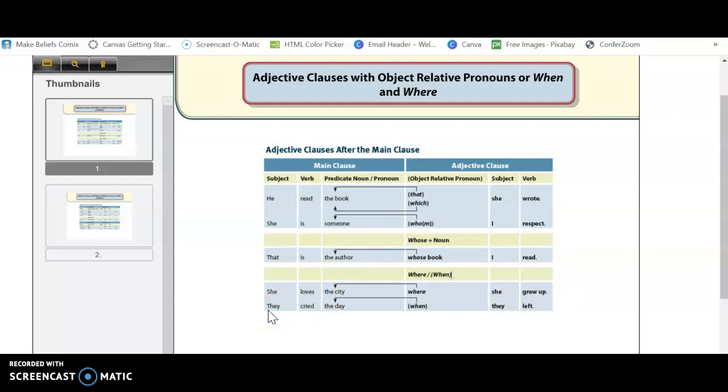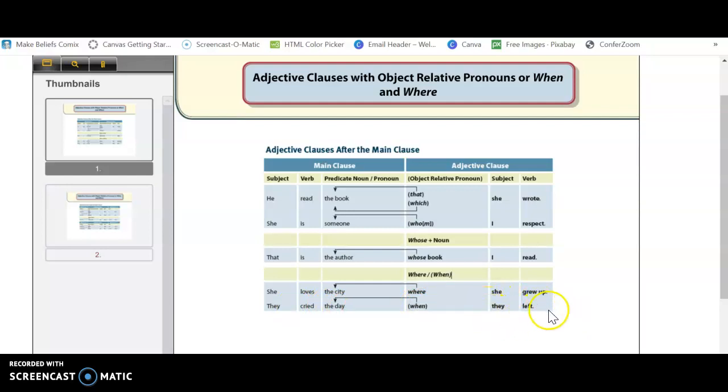Now, the second one says they cried the day when they left. So when talks about the time, where talks about the place. So they cried the day, right? Someday, okay? They left that day, okay? So they cried the day when they left.